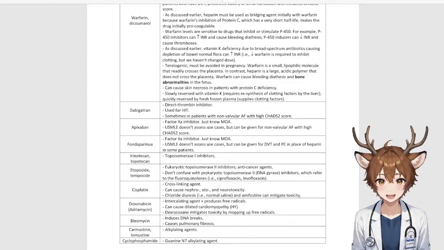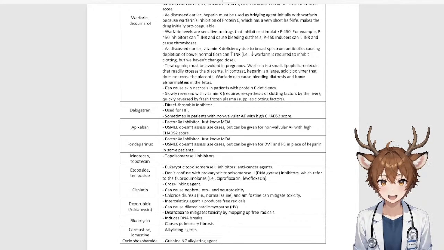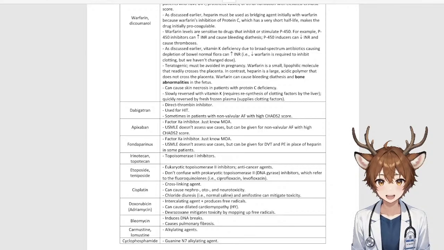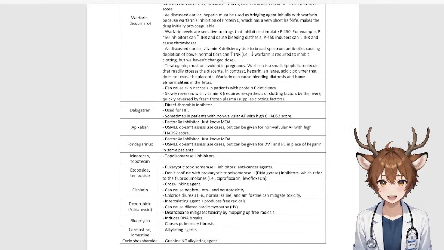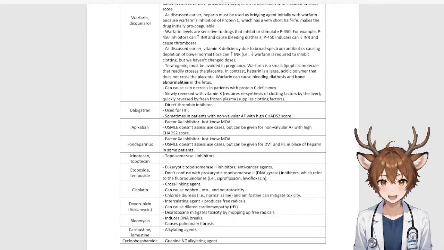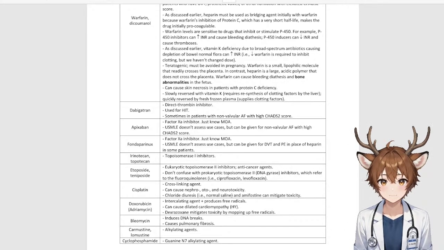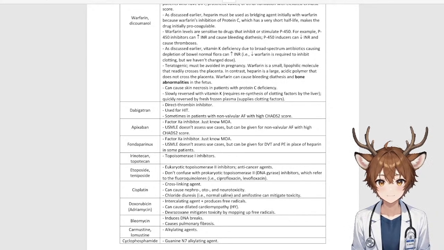Doxorubicin, adriamycin, intercalating agent plus produces free radicals, can cause dilated cardiomyopathy, high yield. Dexrazoxane mitigates toxicity by mopping up free radicals. Bleomycin induces DNA breaks, causes pulmonary fibrosis. Carmustine or lomustine are alkylating agents.